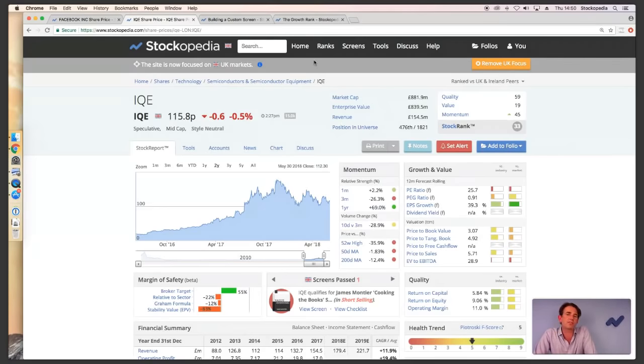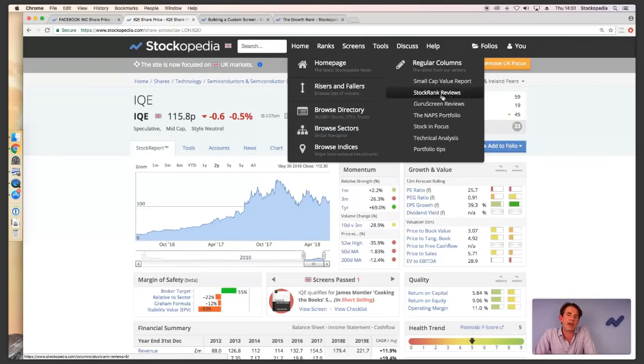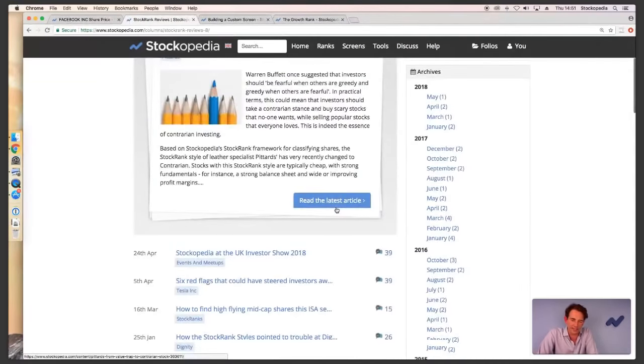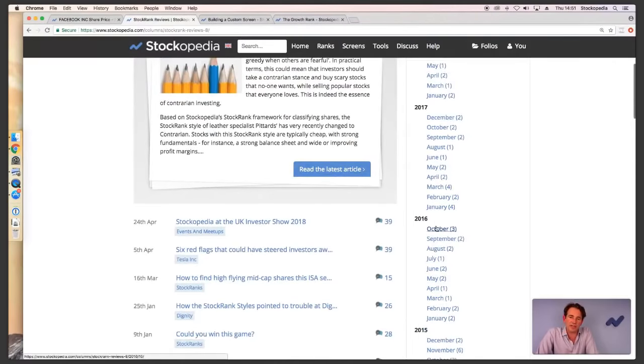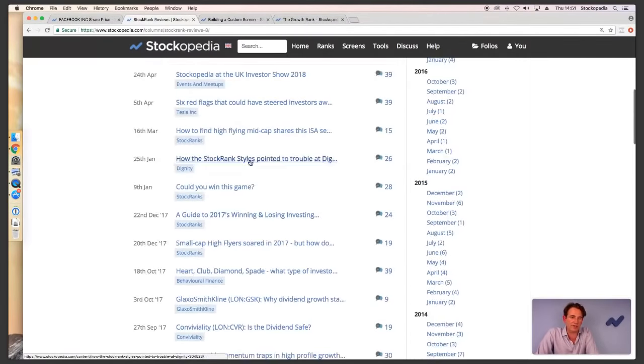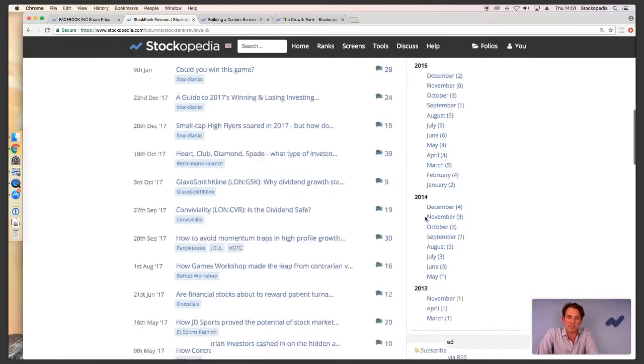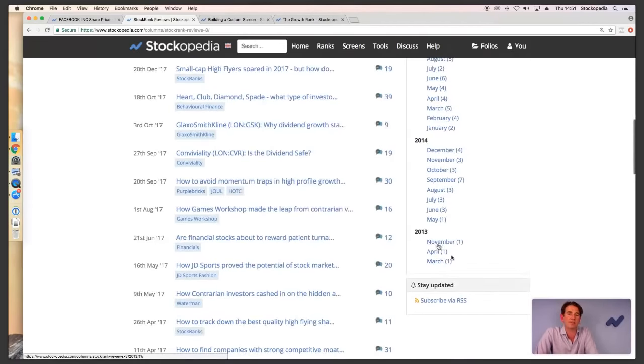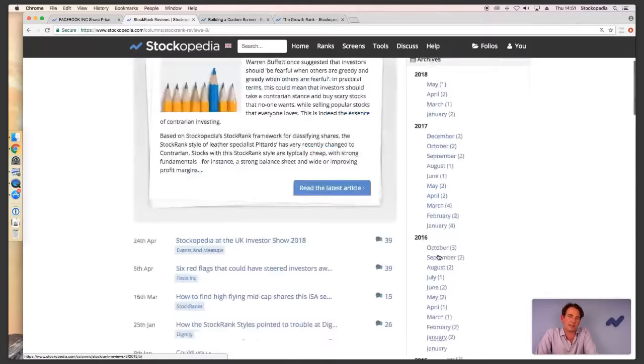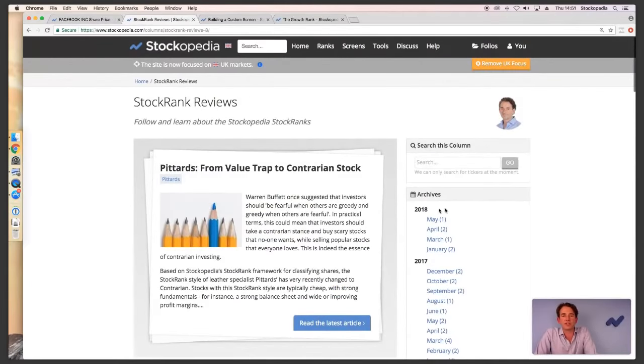The other thing I wanted to point out is that if you go over the home and look here for StockRanks, you will find lots and lots of articles about the StockRanks. I've done a lot of articles over the years. Ben has done lots of articles over the years. Others are contributing as well. And it all started around that time period in 2013 that we launched the ranks. There's a lot of content in there.